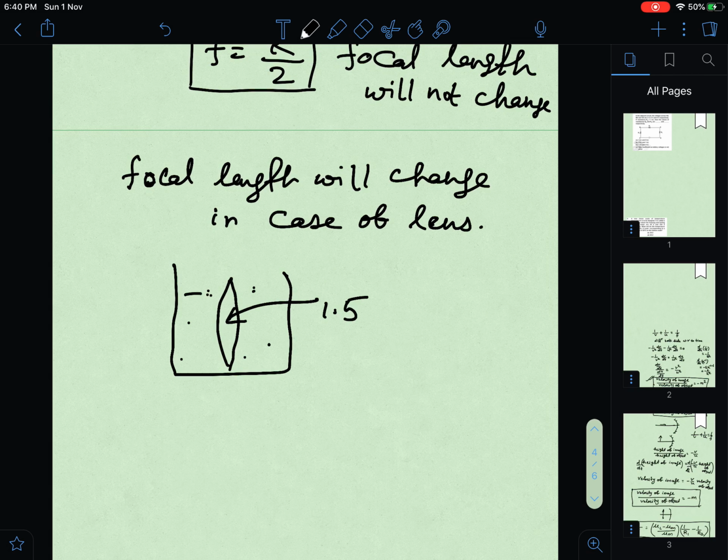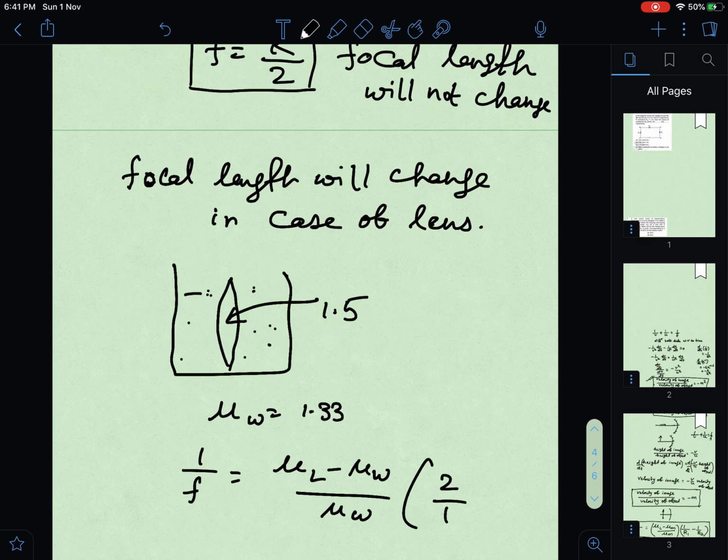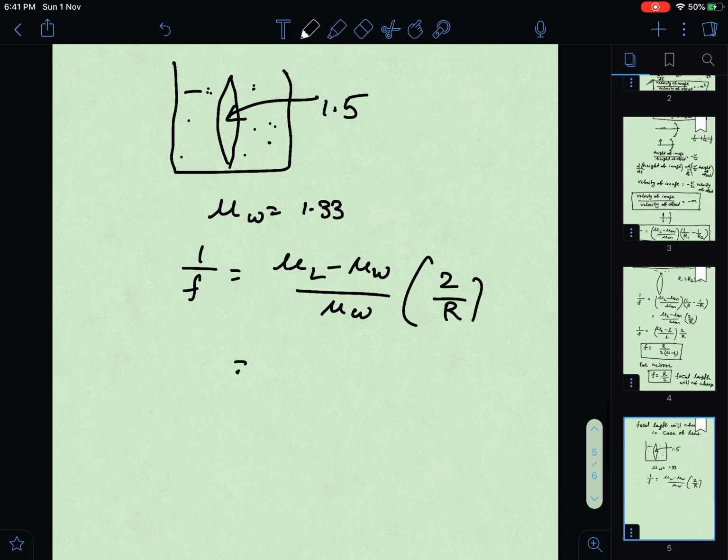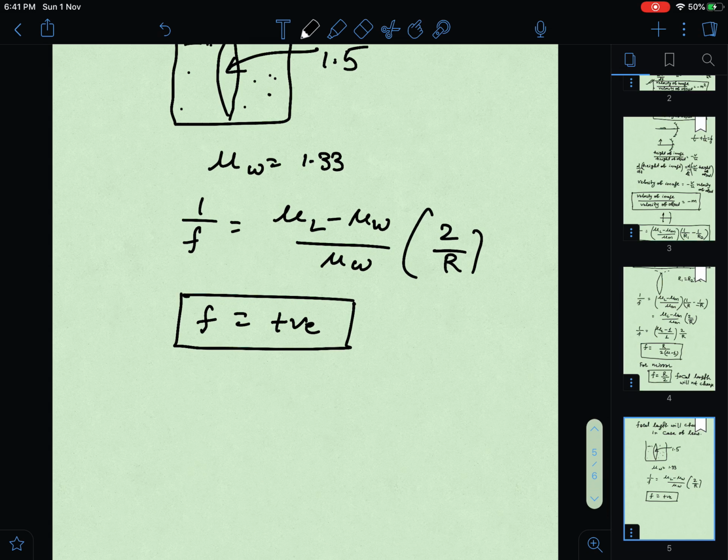If the surrounding is water, then mu of water is 1.33. So the focal length will be given by mu of lens minus mu of water upon mu of water, into 2 by r, because I have taken a convex lens. Now guys, can I say that this will always be positive, because the surrounding is less than this? So the focal length will be positive if you calculate. I'm not calculating, but the focal length will be positive. That means this behavior will not change.